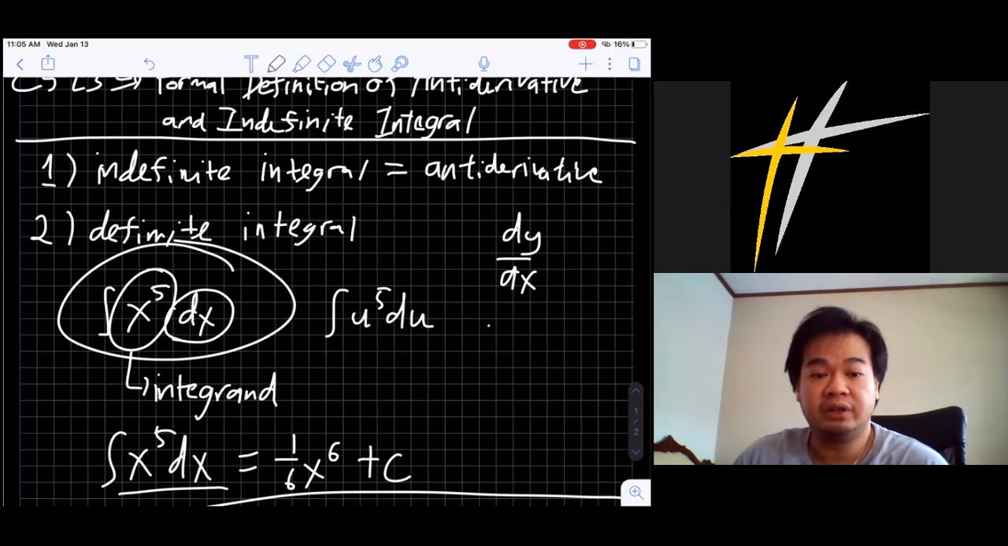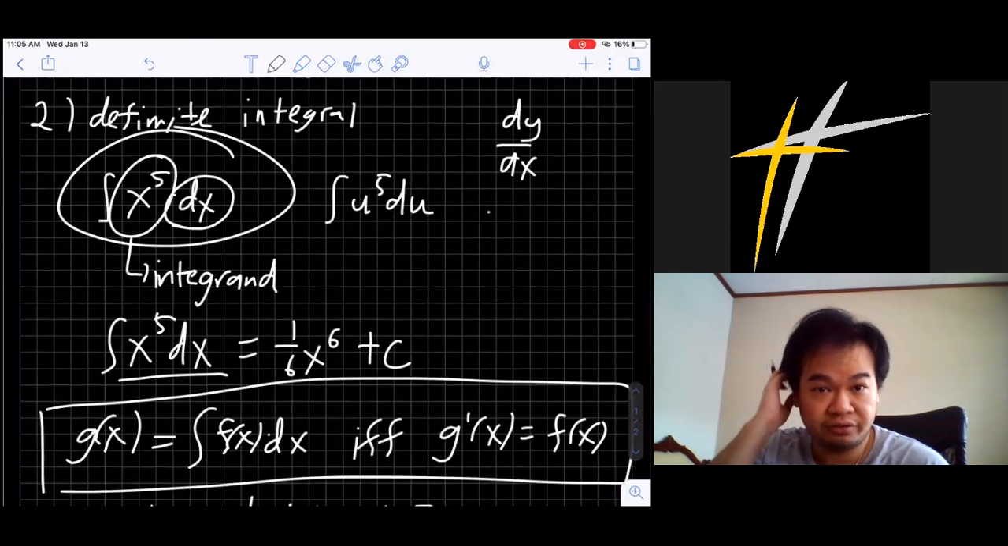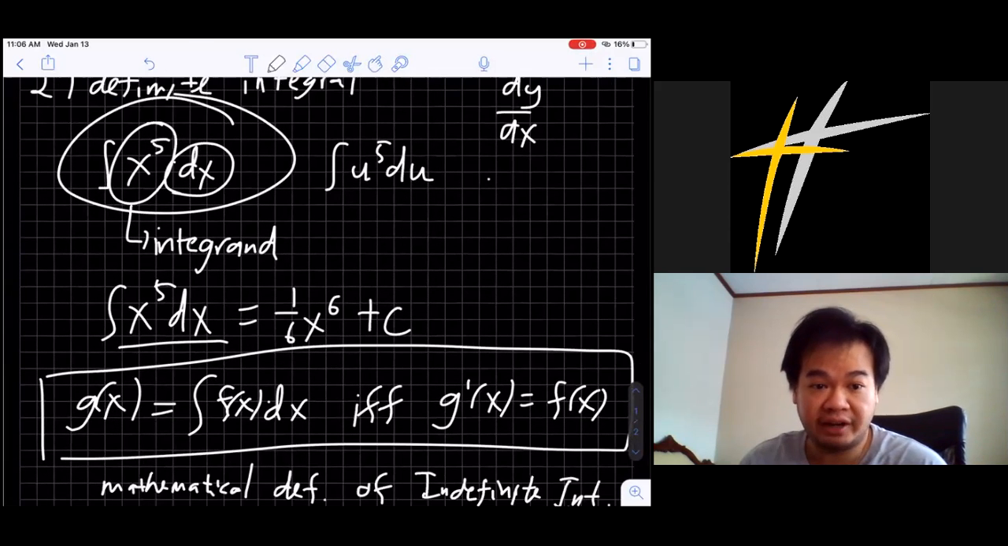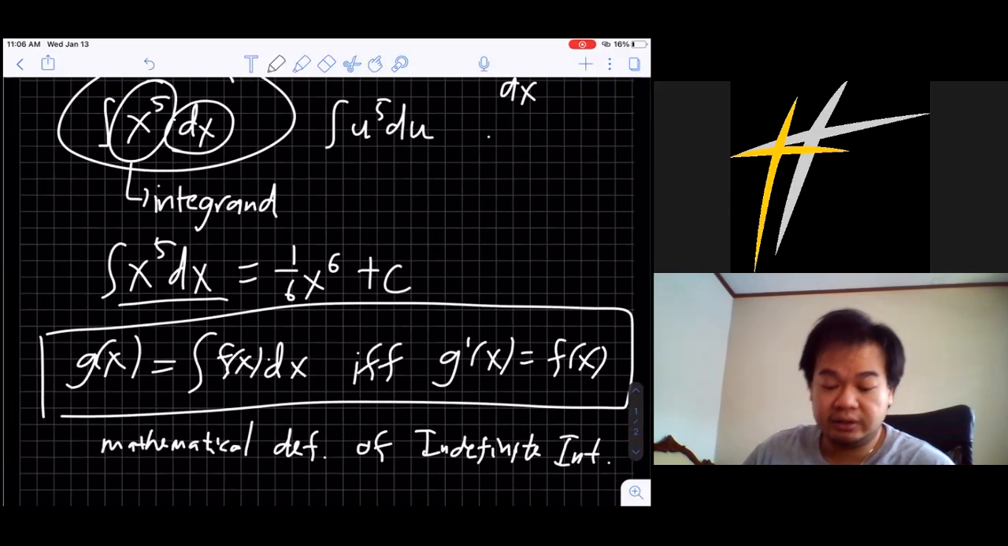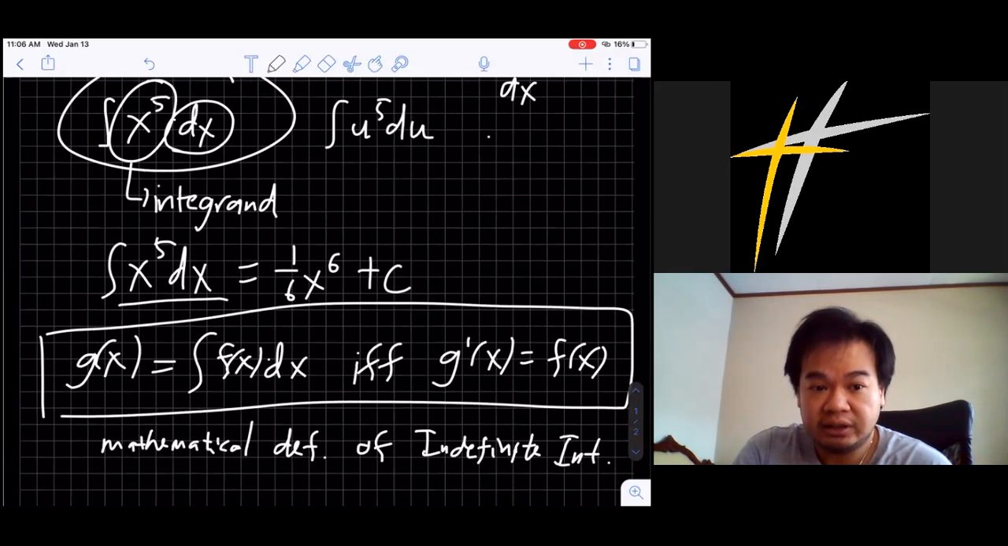Integral of the integrand dx. So for example, integral of x power 5 dx is actually equal to 1 over 6 x power 6 plus c. Don't forget the plus c when you have an indefinite integral. And why is it like that? Because the derivative of 1 over 6 x power 6 plus c is equal to x power 5.